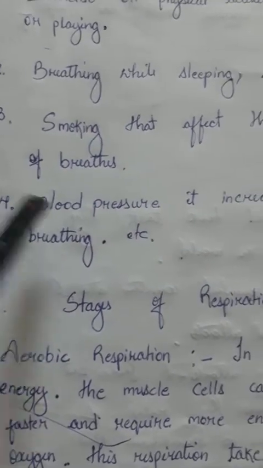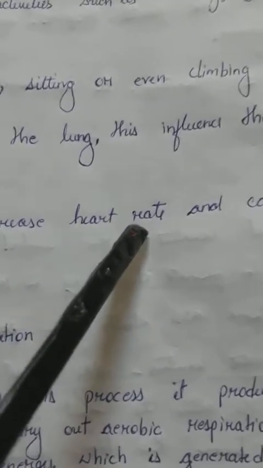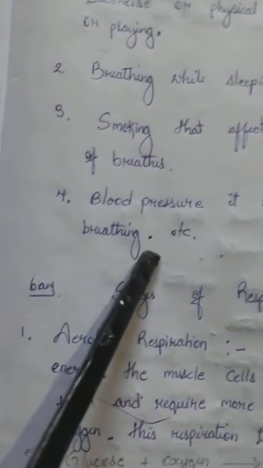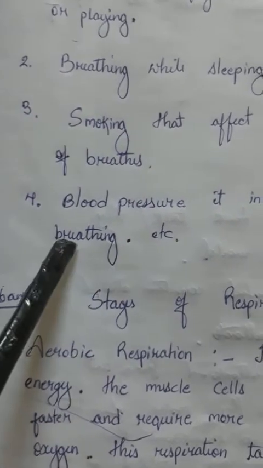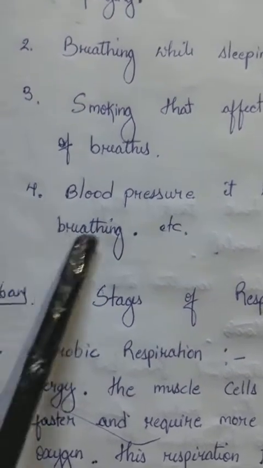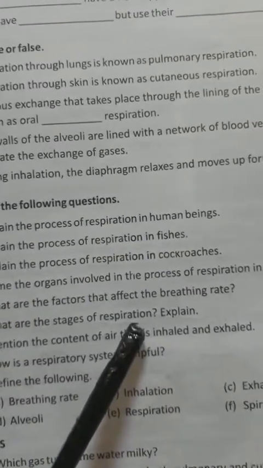Point number 4, blood pressure. It increases heart rate and causes breathing changes, etc. There are so many factors, okay, that can affect our breathing, but I just chose 4. So if you have any idea, you can add more, okay. Now number 6, what are the stages of respiration? Explain.